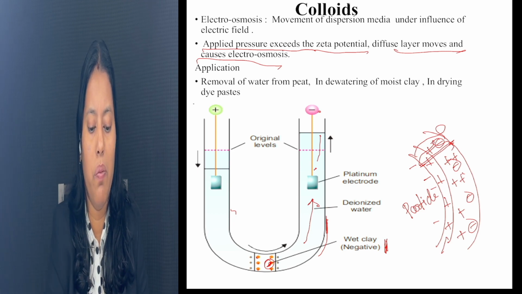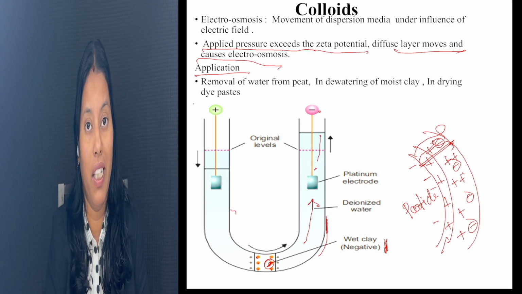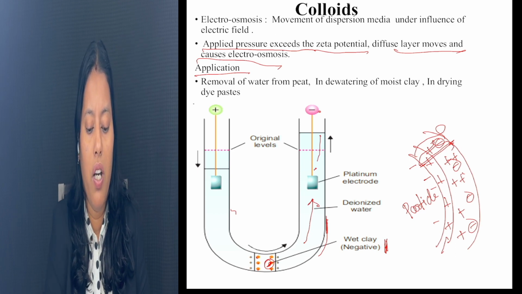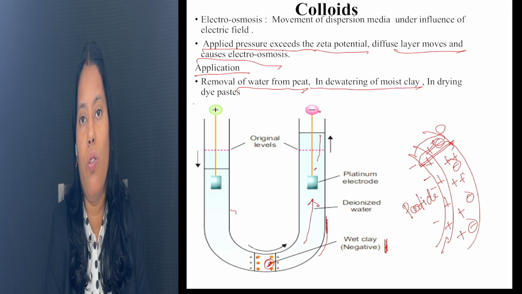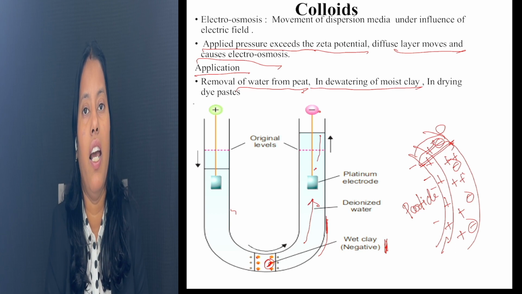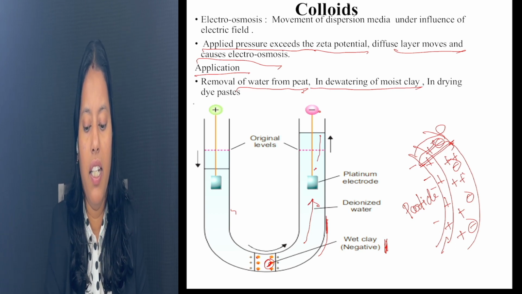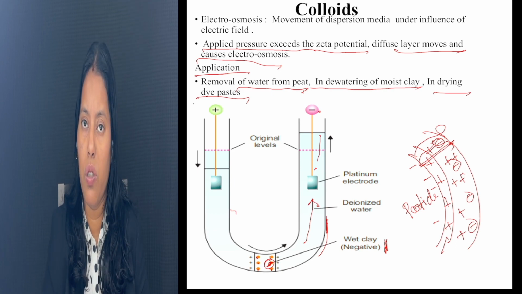Now this osmosis is basically removal of water or removal of the solution. So it is used in many drying processes. Removal of water from a pit is one example of the application. Then there is dewatering of moist clay. If you want to dry clay, you can do dewatering by the osmosis process, where only the water is extracted and the clay becomes dry. Then in drying of various dye pastes, you can use osmosis to move the water molecules and help in drying of the dye paste.